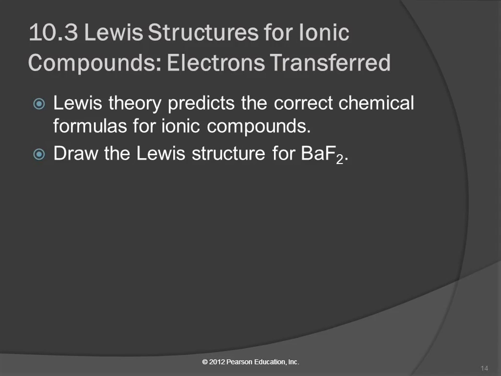Lewis theory helps us predict chemical formulas. We learned how to predict these from the periodic table. We said, oh, well, barium is in group 2, it forms a +2. Fluorine's in group 7, it forms a -1. We do the crisscross charge thing, and we come up with this formula.